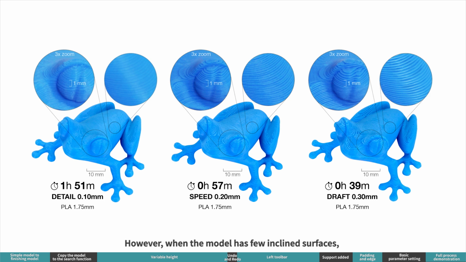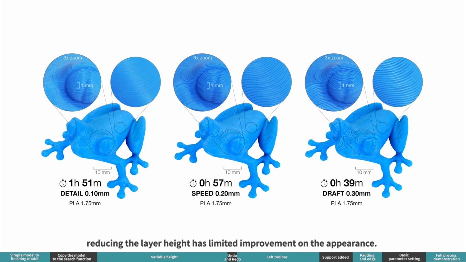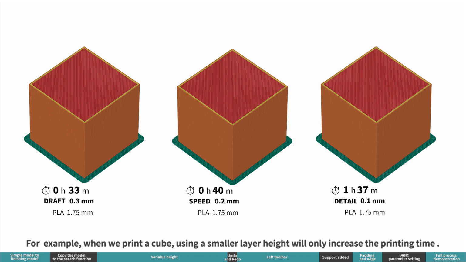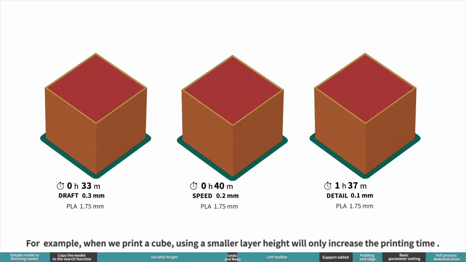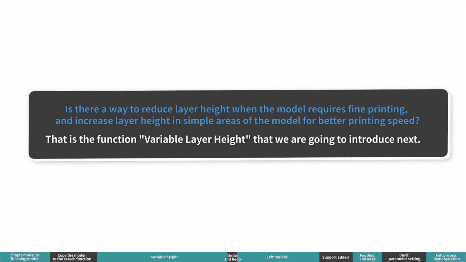However, when the model has few inclined surfaces, reducing the layer height has limited improvement on the appearance. For example, when we print a cube, using a smaller layer height will only increase the printing time. Is there a way to reduce layer height when the model requires fine printing, and increase layer height in simple areas of the model for better printing speed? That is the function, variable layer height, that we are going to introduce next.